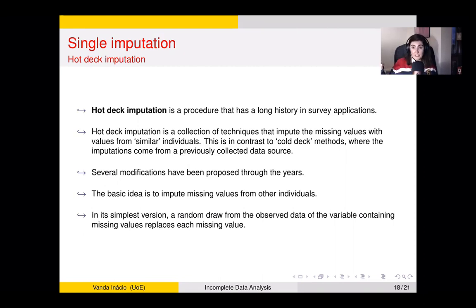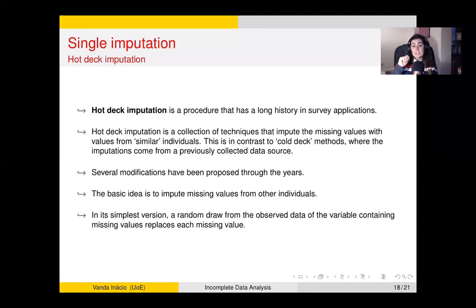In its simplest version, think about our running example, we have the depression score variable that has missing values. What we would do in the simplest version of the hot-deck method is just to pick randomly one of the 15 observed individuals and replace each of the missing values with different randomly selected individuals. So for the first individual with a missing value, I look at the 15 individuals with observed values, I randomly pick one, and I replace the missing value with the value of that individual. Then I do the same for the second individual with a missing value: I look at the 15 with observed depression scores, randomly pick one, and replace.